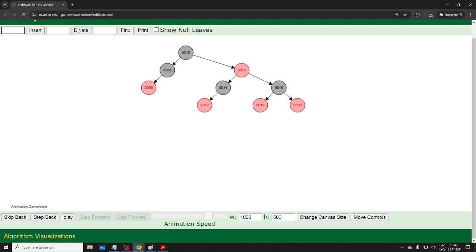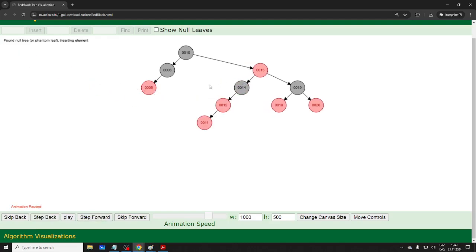Insert 11. It has to go here. No other place. It's less than 15, less than 14, less than 12. We have red, so this part here will rotate. 12 will go up and 14 will go down. A single rotation, indeed. Like this. Almost done. 12 will be black.